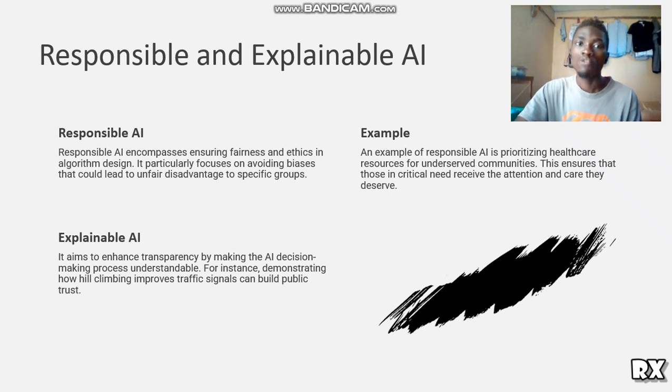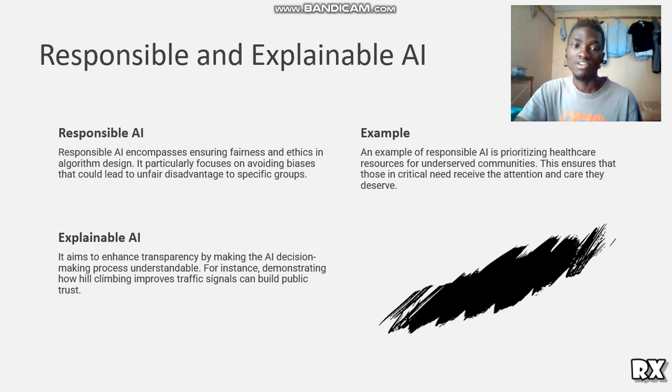Then, how can responsible and explainable AI explain this? Responsible AI deals with the ethics and fairness of the algorithm design. Take, for example, if we are prioritizing healthcare resources for underserved communities, then simulated annealing is approved by responsible AI since it ensures that critical needs receive the attention and care they deserve.